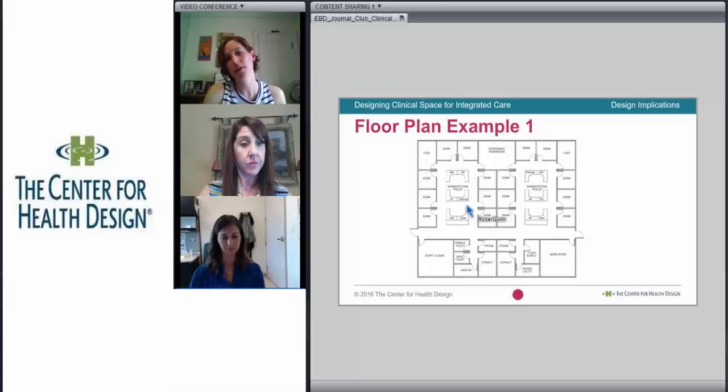But in the other floor plan example, you'll see that there were actually closed spaces, and we did see some of those as well. So a place where everyone can share an office together, and it's a closed office. And in those cases, patients definitely did not go into those.